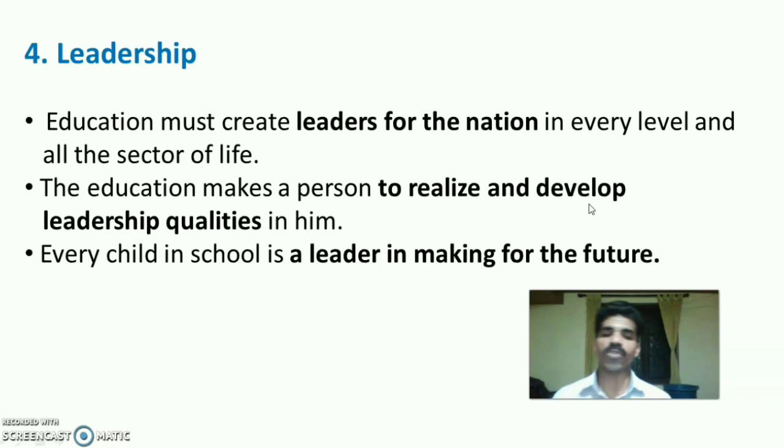Every child in school is a leader in the making for the future. Thus we consider all the children in the school. In the future, every child will become a pillar of the nation.